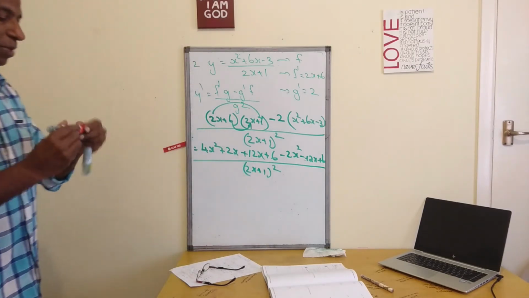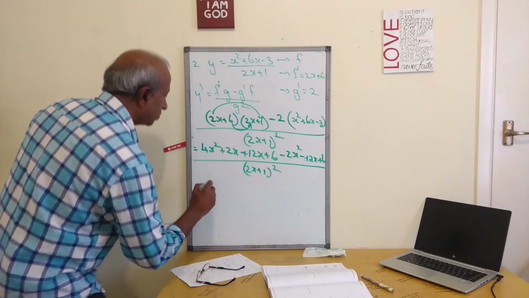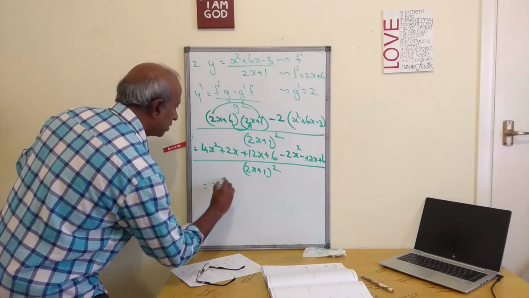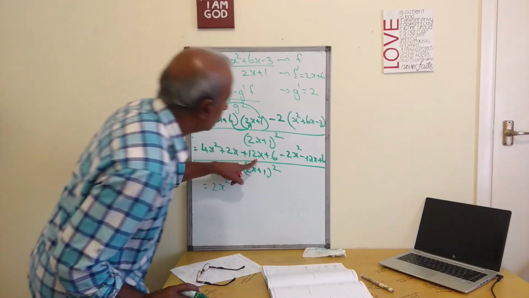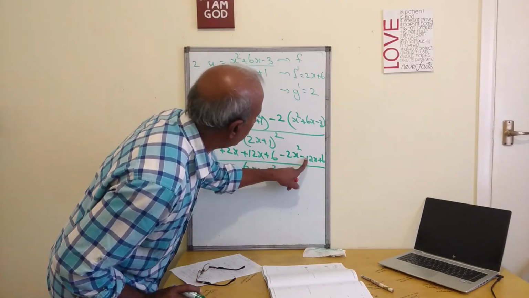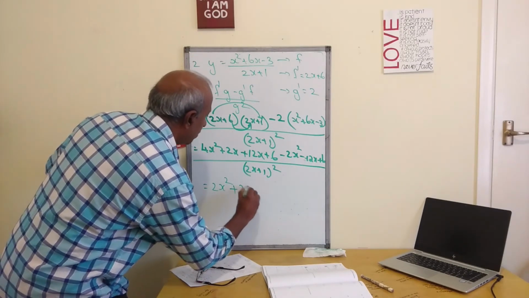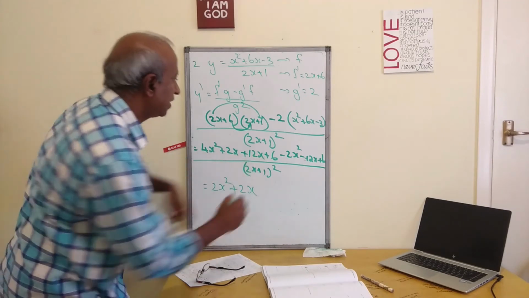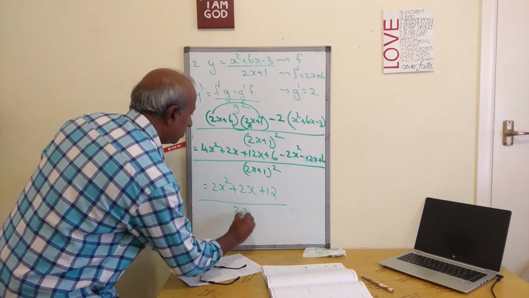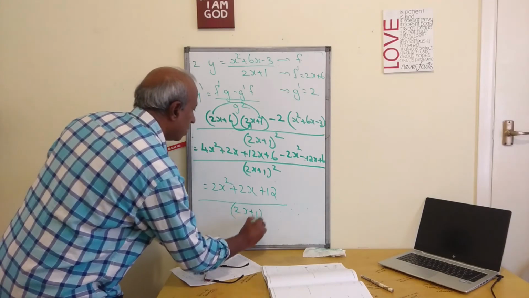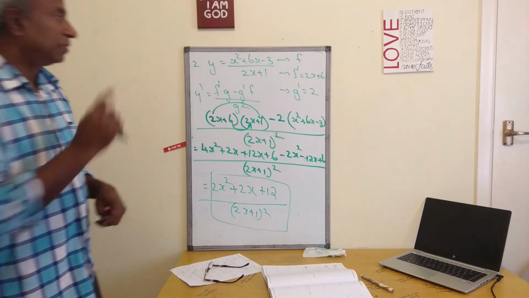Let's tidy up the numerator. When you tidy up the numerator, can you see that 4x squared and minus 2x squared, we have 2x squared. 2x plus 12x, we have 14x. 14x, take away 12x, we have plus 2x. Plus 6, we have 12, divided by 2x plus 1, the whole thing squared. That is the answer.